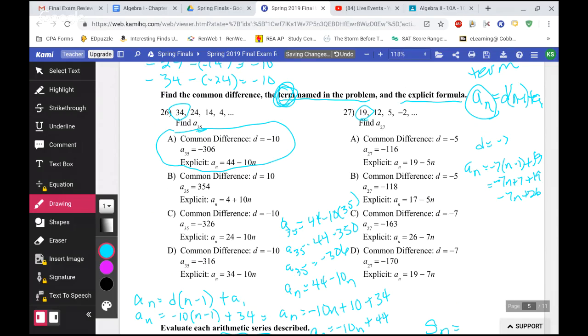So that's your explicit formula, which sometimes they write the other way to make sure they're not leading with a negative. Then your answer for C: you're looking for the 27th term. So you would have A sub n equals 26 minus 7 times 27.